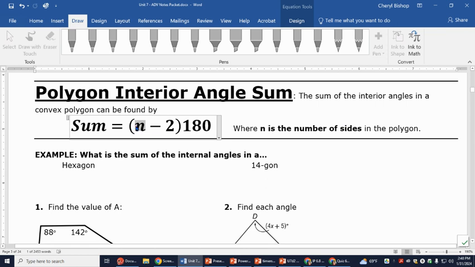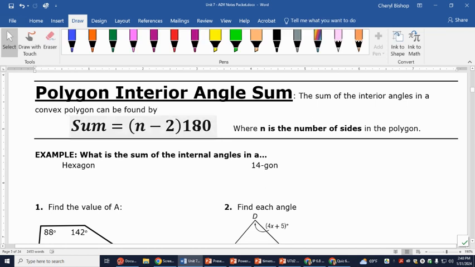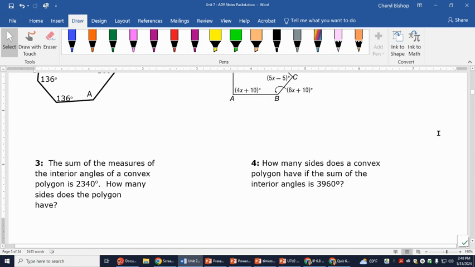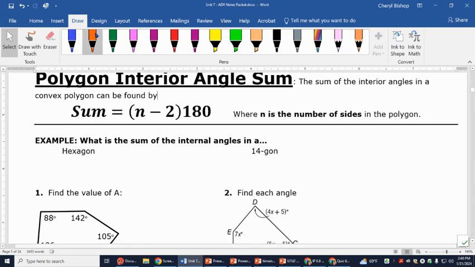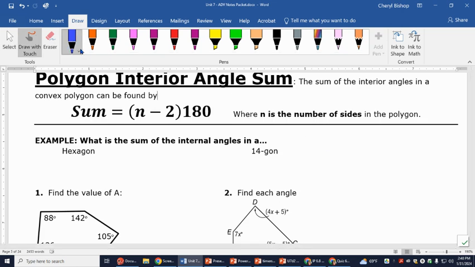If I have a quadrilateral, so I have 4 sides, then I put a 4 in for n. 4 minus 2 is 2, so I have 2 times 180, that's 360 degrees for that shape. So this formula is very useful for finding the sum of all those angles that are on the inside in a convex polygon. Okay, so let's look and see how we apply this.